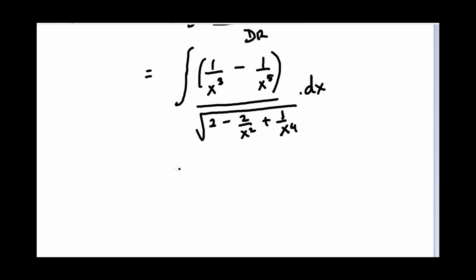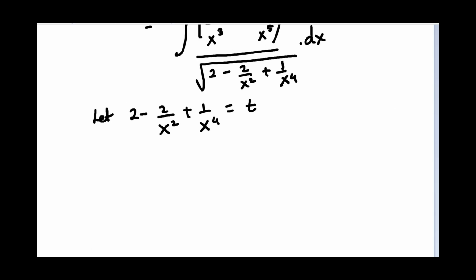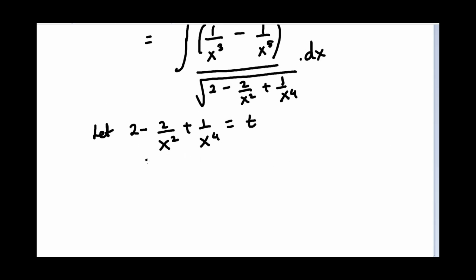Let me take the substitution. Let 2 minus 2 over x to the power of 2 plus 1 over x to the power of 4 be equal to some t. Now if I were to differentiate this, the constant is going to be 0. Let me have one more step: this is going to be 2 minus 2 times x to the power of negative 2 plus x to the power of negative 4 is equal to t.